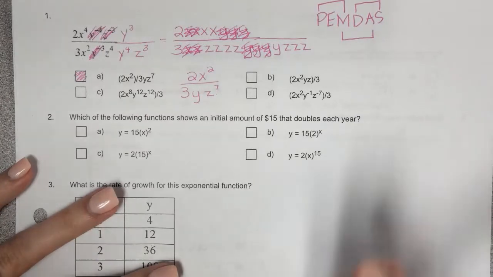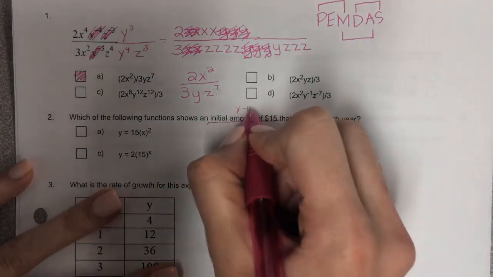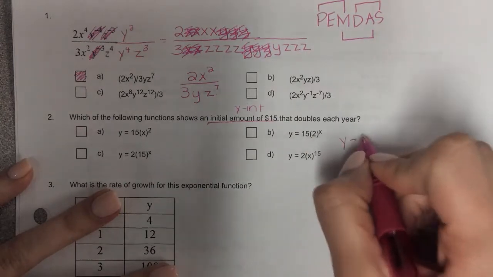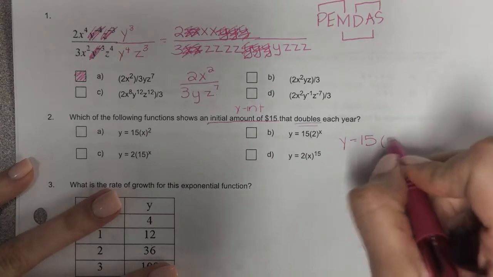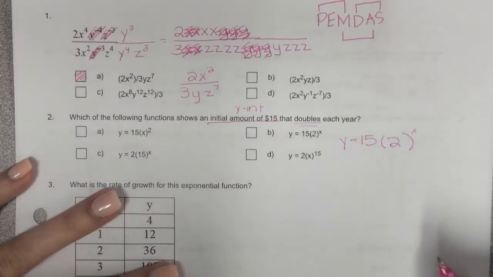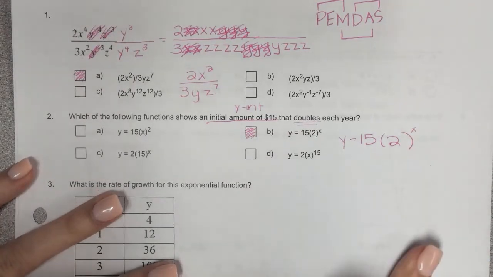Which of the following functions shows an initial amount? Your initial amount is your y-intercept. So it means it's starting at 15. And then doubling. Doubling means times 2 to the x. So it's going to be that b value.